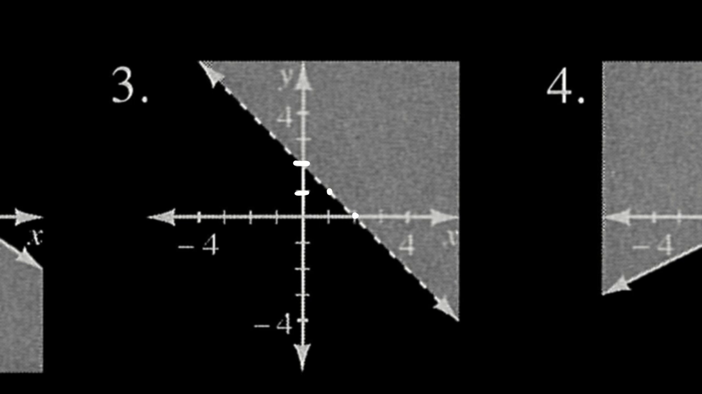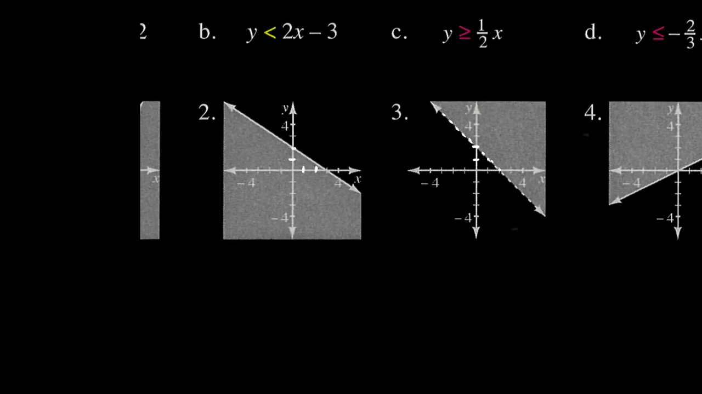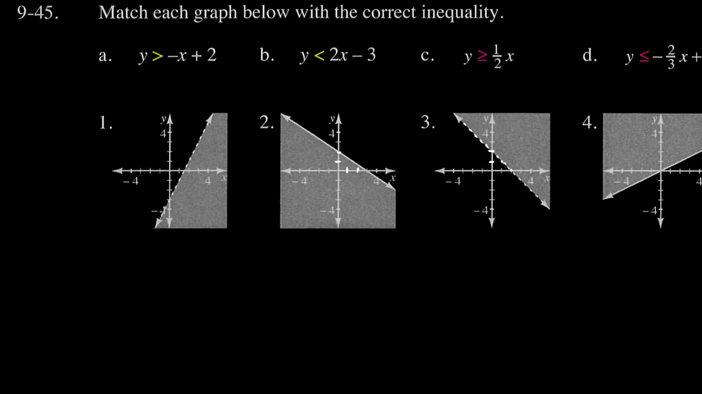It has a y-intercept at 2. It's a dashed boundary line, so that would be strictly greater than. And it's this. So number 3 is clearly A. So we can write it right here: number 3 goes with A.